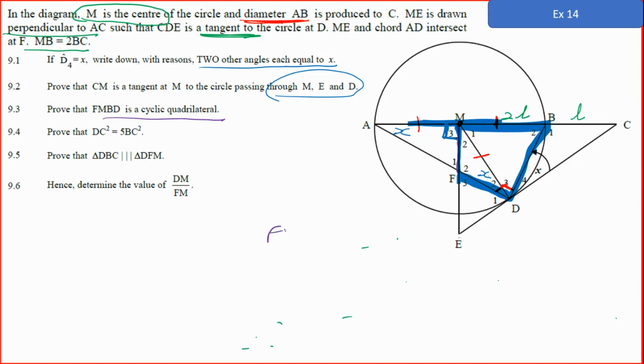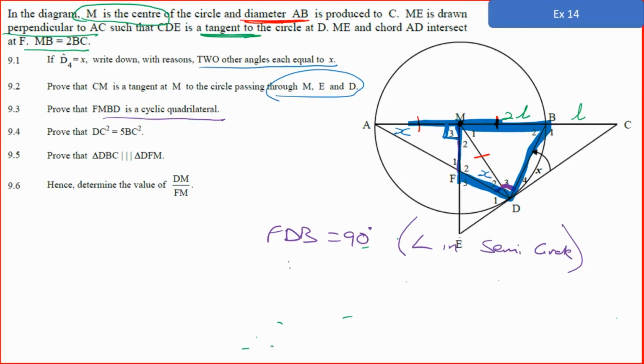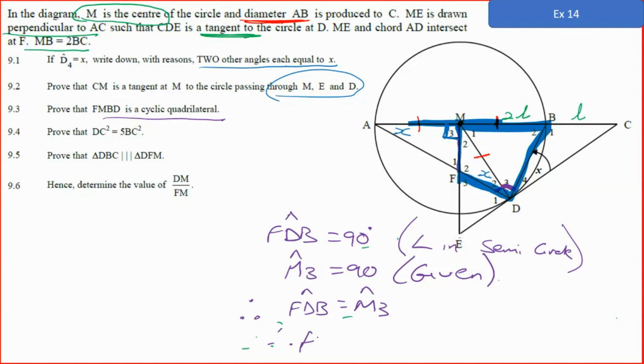So let's start with FDB. FDB is actually equal to 90 degrees. Why? Because we already marked it there. Can you see that angle in there? Angle in a semicircle. But we also know that M3 is 90. Why is M3 90? EM is perpendicular to AC. Therefore, we can conclude that FDB is actually equal to M3. And therefore, we're going to copy and paste. Therefore, FMBD is a cyclic quad.